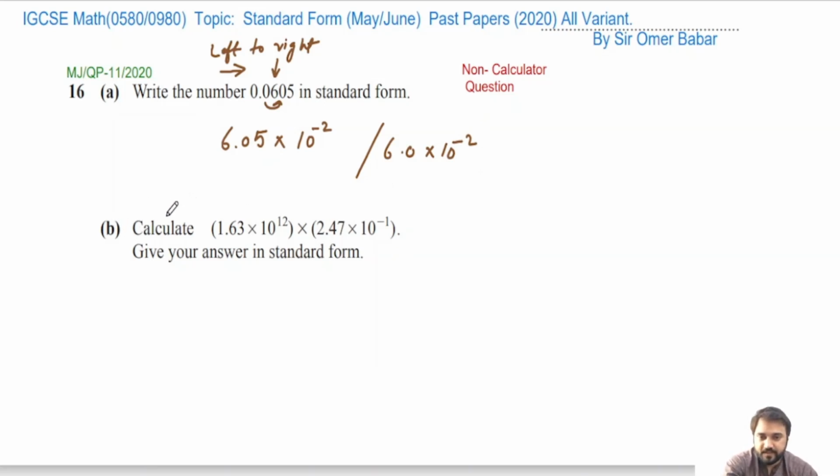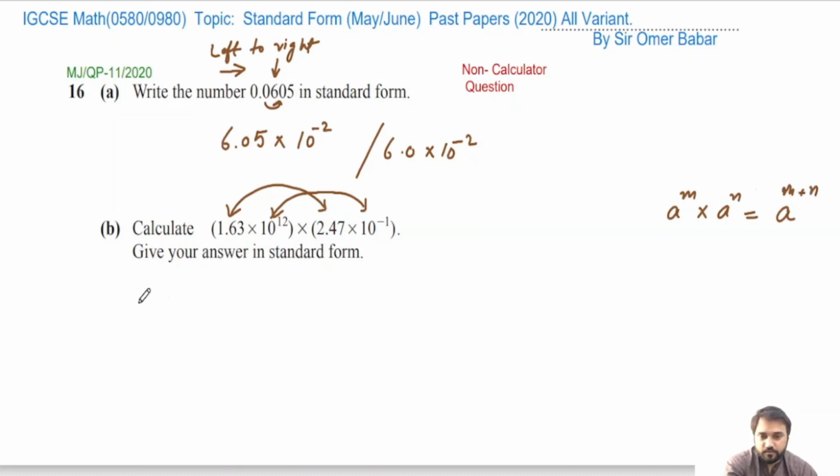In part B, it says calculate 1.63 into 10 raised to power 12 multiplied by 2.47 into 10 raised to power -1. Give your answer in standard form. How to solve these types of questions? First of all we need to multiply the numbers without the tens: 1.63 multiplied by 2.47, and we will get a number. After that, 10 to a power multiplied by 10 to a power, which means we have to apply the index rule: a raised to power n into a raised to power n. What is the answer to this one? We write the base only one time and add the powers, n plus n.